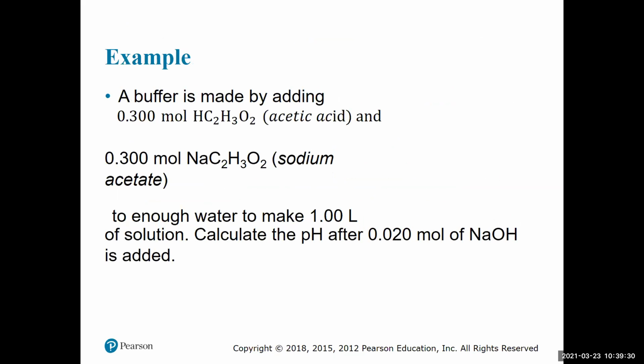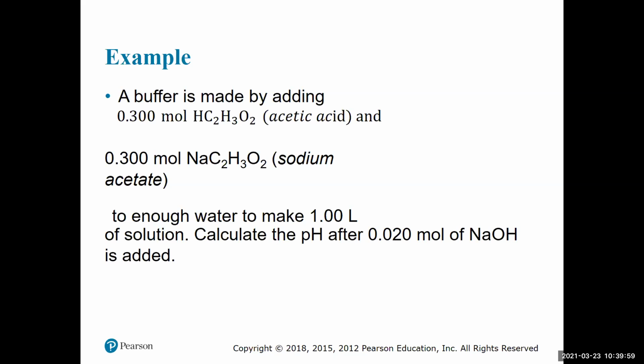So here we have a buffer that has 0.3 moles of acetic acid and 0.3 moles of sodium acetate. And we're going to make a solution that's 1 liter total volume. And so what we want to do is calculate the pH after we add 0.020 moles of sodium hydroxide.